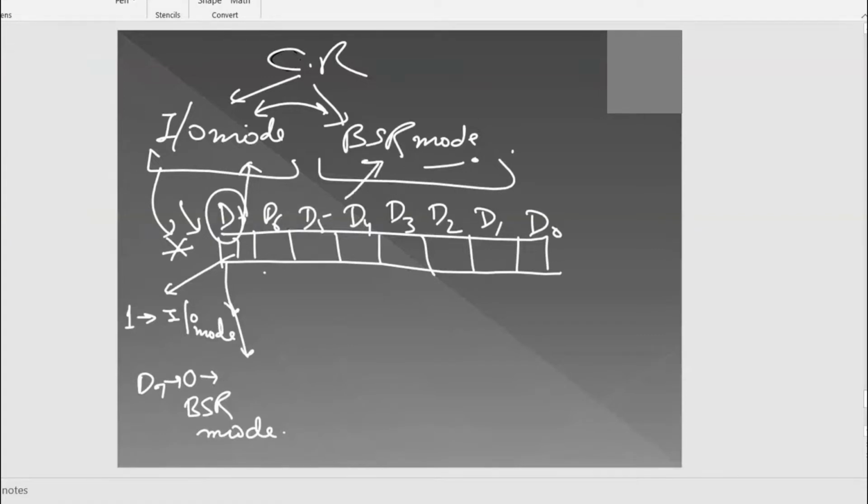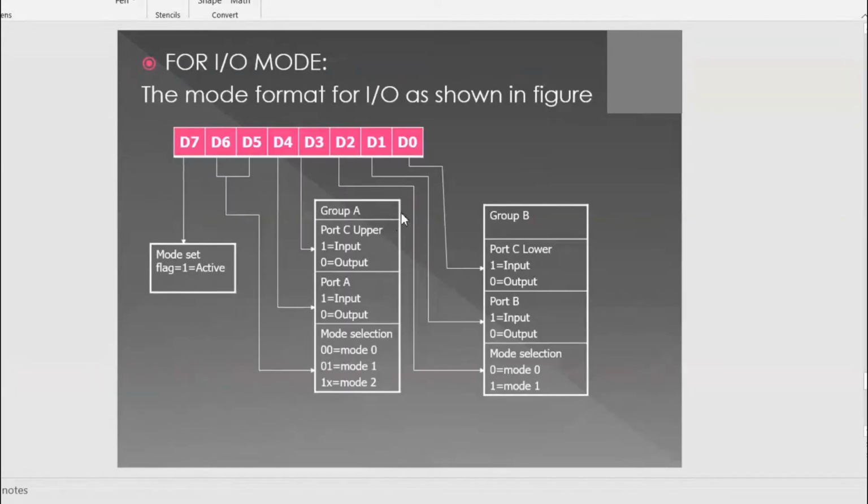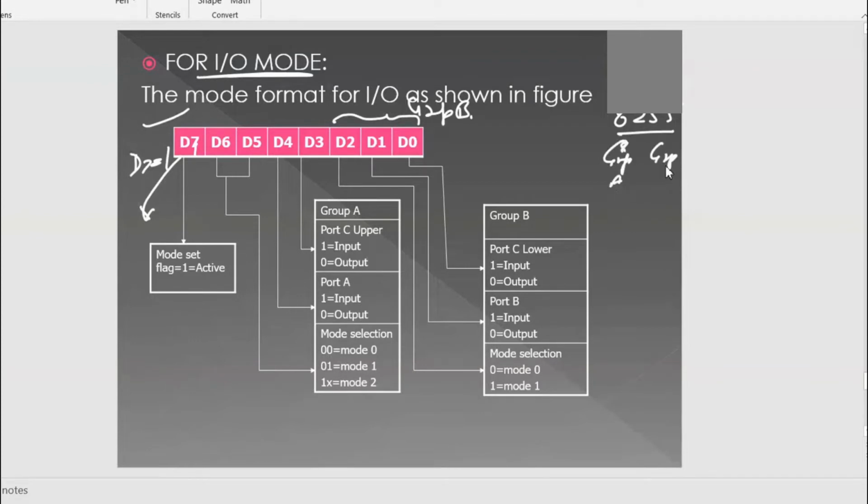Fine. So let's talk about input output mode. That means D7 is 1 in this case. Fine. Now let's get back to this figure. See what we have here. We have 8 bits, out of which 1 is fixed. For input output mode, D7 will be 1, so that will be your 1 always for this particular mode. So let's start with the rest of the 7 bits starting from D0, D1, D2. These 3 bits belong to group B. I've already told you that in 8255 there are basically 2 groups, group A and group B. A means port A plus port C upper, B means port B plus port C lower. This is how the grouping is created in 8255.